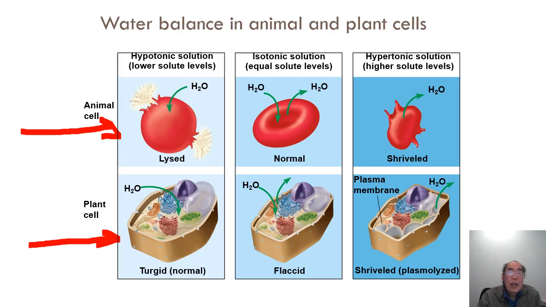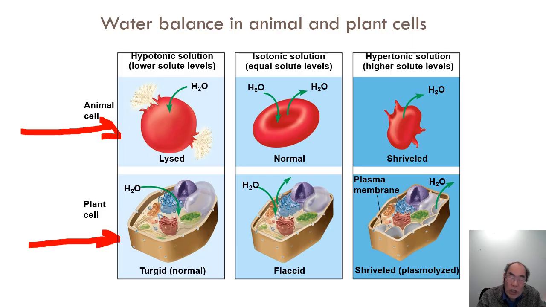In the middle panel, we have an isotonic solution. So here we have an animal cell in an isotonic solution. The equal amount of water that diffuses in also diffuses out. So there's no net change of water flowing into or out of the cell, and the cell is perfectly happy.